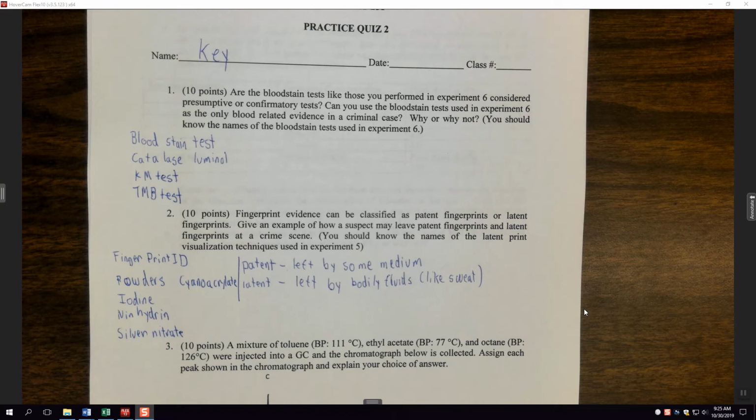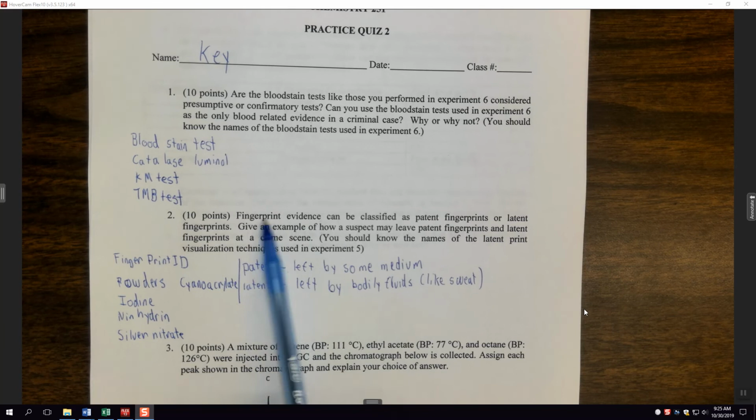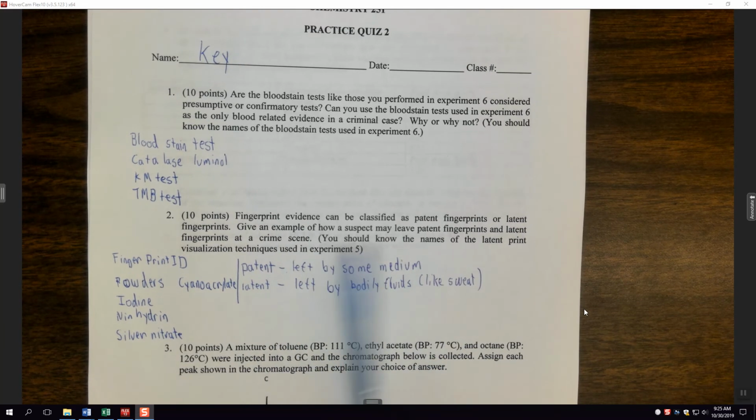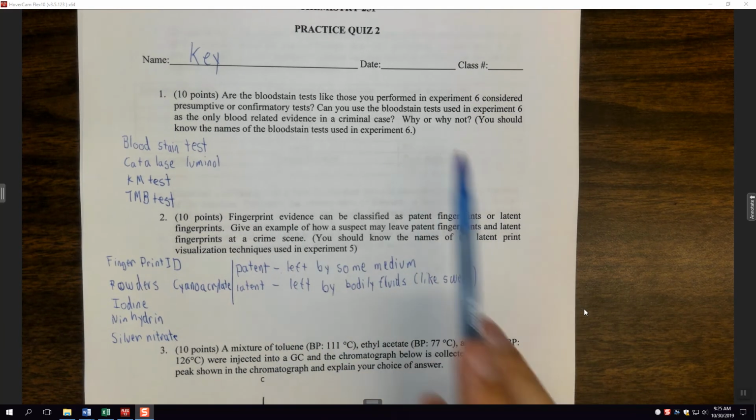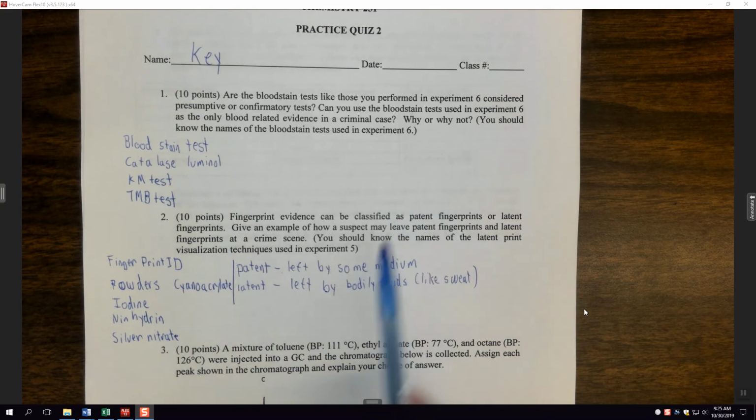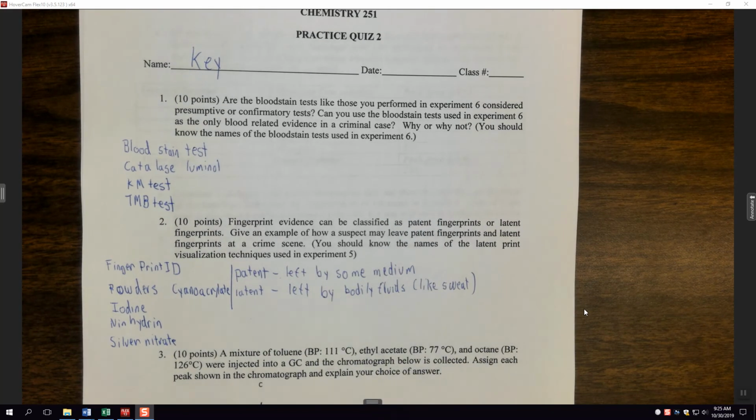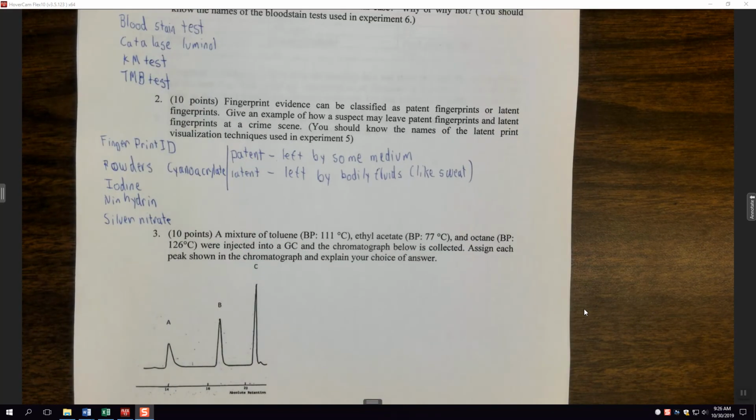So this is basically the fingerprint ID techniques, which again, you don't necessarily need to know to answer this particular question, but since this is a practice quiz, I thought it was important that we go through all of them, especially given that we've given you a reminder to do that. All right, next one, number 3.